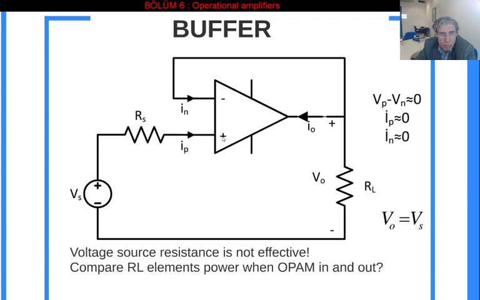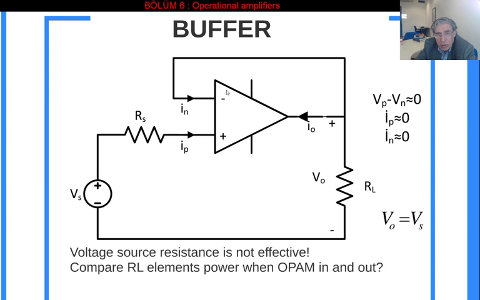In this case, this plus terminal voltage is equal to Vs. Since Vp minus Vn is almost 0, that means there is no voltage drop here. So this terminal voltage is also Vs. So that means your output is equal to Vs. So in this case, RL load resistor voltage is going to be equal to Vs, the current Vs over RL.